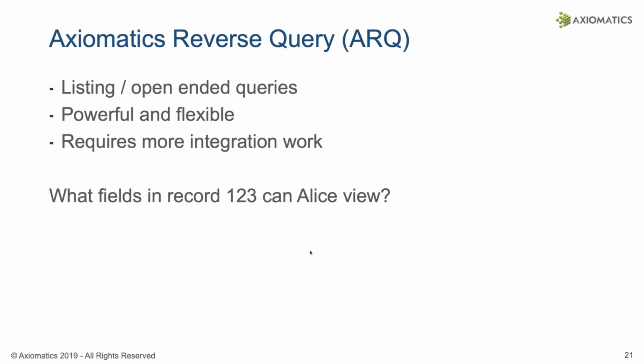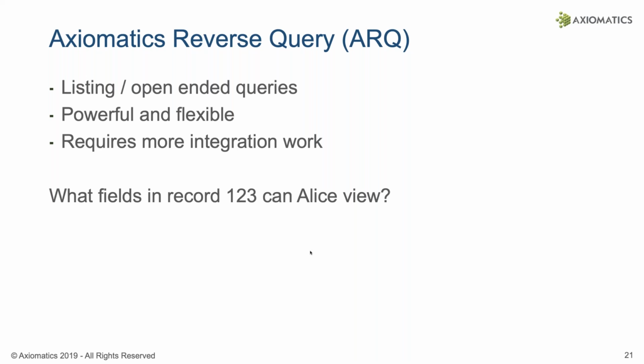But it's extremely powerful in the sense that we can ask any type of open-ended question, and in our case, we want to understand what fields we can view within a specific record. So remember that with the previous technologies, we are asking a yes or no question. Can Alice view field owner of record 1, 2, 3? Here we flip it and we can ask open-ended questions such as, what fields in record 1, 2, 3 can Alice view? And we would get a representation of what those fields are back in the response.